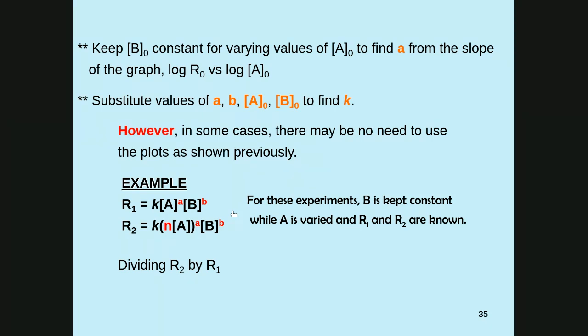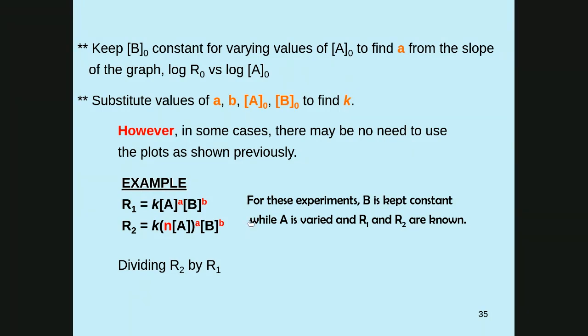Suppose we perform one initial experiment with concentrations of A and B. The unknown orders a and b are there, and the rate constant k. And you measure the initial rate R1 under the conditions that the concentration of A is this and the concentration of B is that.